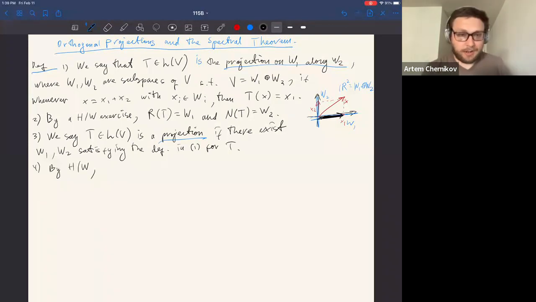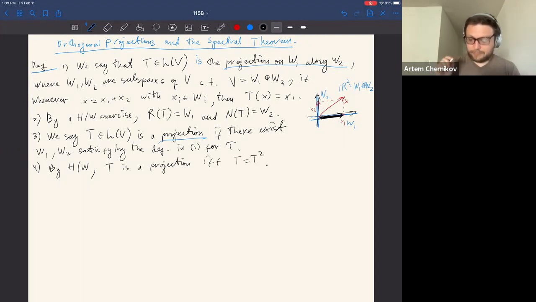we know that a linear operator T is a projection if and only if T is equal to T squared. So T is equal to the composition of T with itself, right? Okay. So we have this equivalent characterization of being a projection. So now we want to strengthen it and introduce the notion of orthogonal projection.